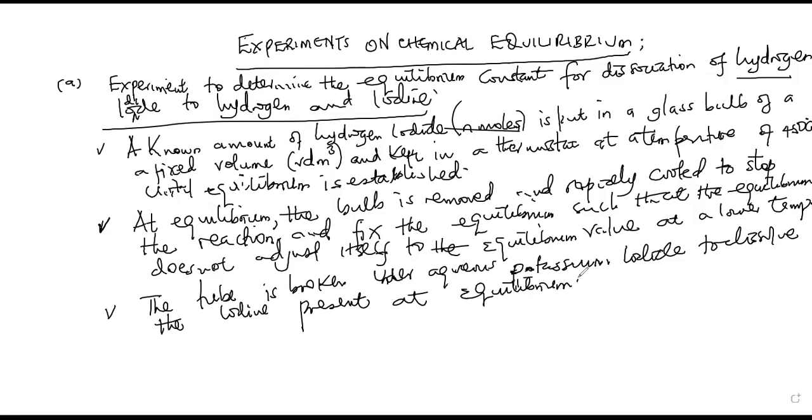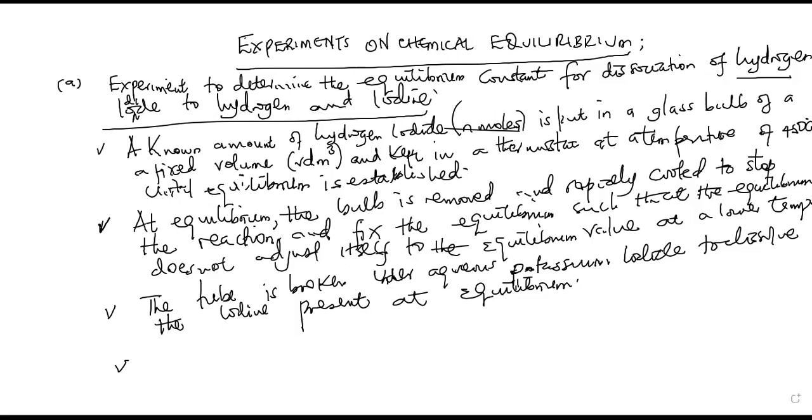Before I proceed, these experiments are the ones that will guide you in knowing how to calculate. The moment we say an experiment to determine something, it means that the information behind that experiment is enough to help us understand all the logic behind these calculations. So the tube is broken under aqueous potassium iodide to dissolve the iodine present at equilibrium. Now, that iodine present at equilibrium is titrated with a standard solution of sodium thiosulfate, and specifically we use the starch indicator. Why do we titrate against standard sodium thiosulfate solution?